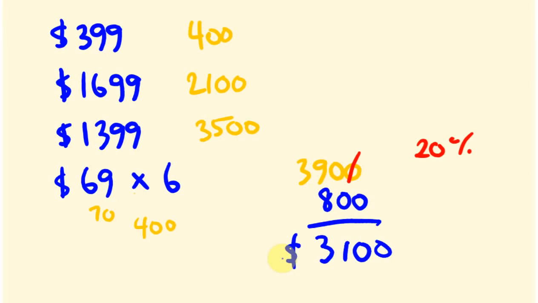Okay? So that's a way that you can do this mental maths in your head and work stuff out as you go along. So it's through this rounding.